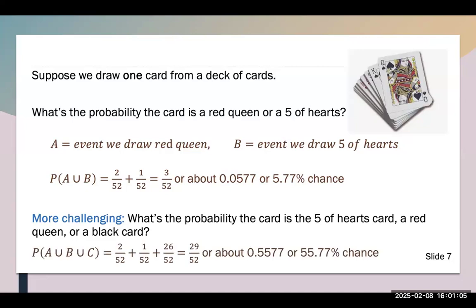Since they're mutually exclusive and we want to get a 5 of hearts or a red queen or a black card, this translates into addition. So there are 2 red queens and there's 1 5 of hearts and there's 26 black cards. So we just add all those numbers up and we get 29 and we divide by 52, the total amount of cards in the deck. And it's about a 55.77% chance that we would get a 5 of hearts, a red queen, or a black card.